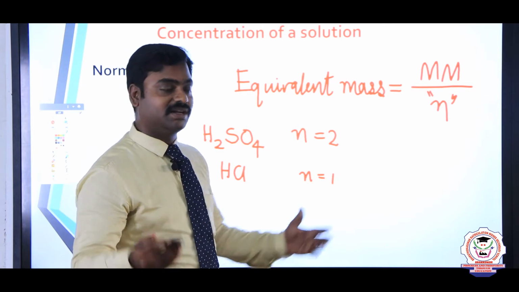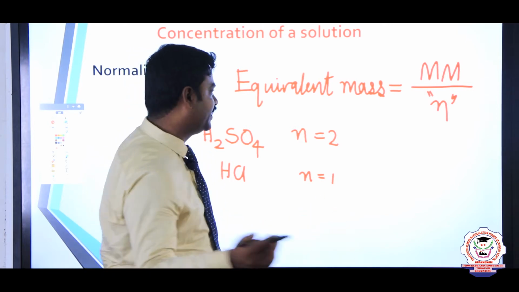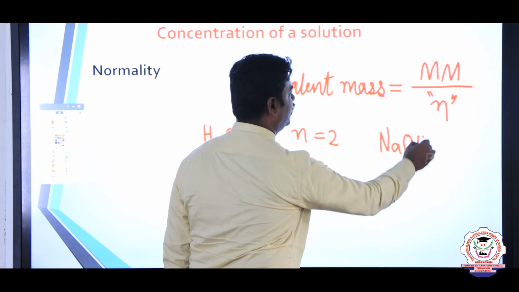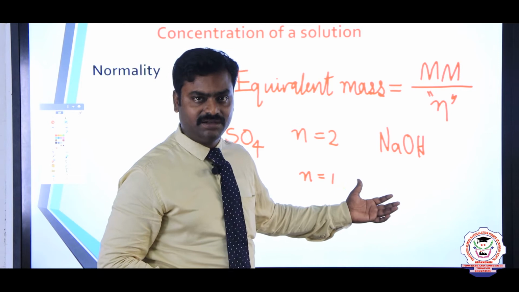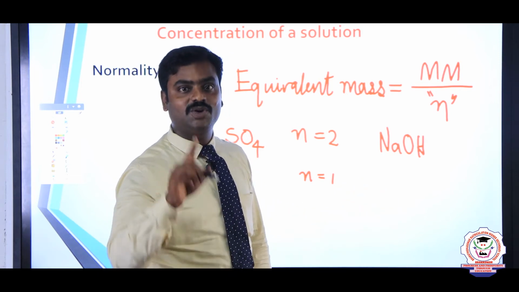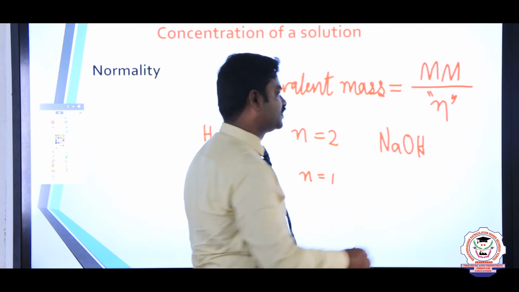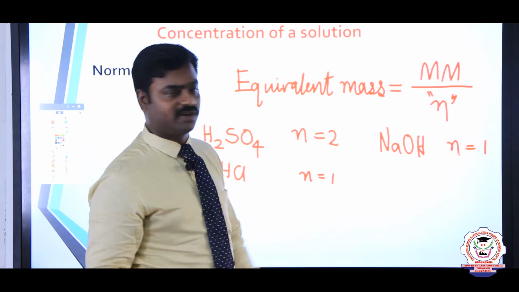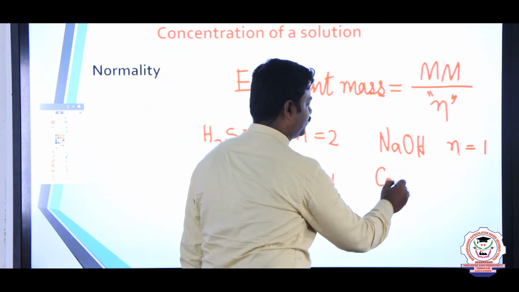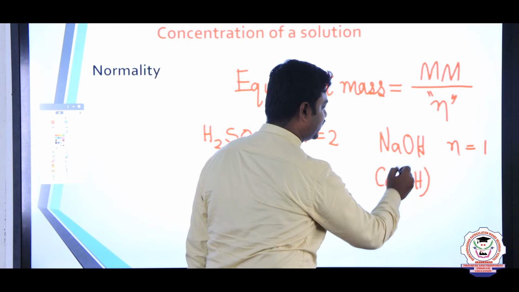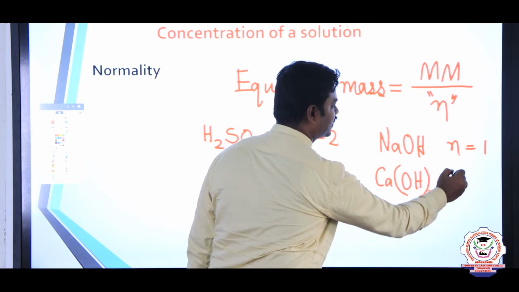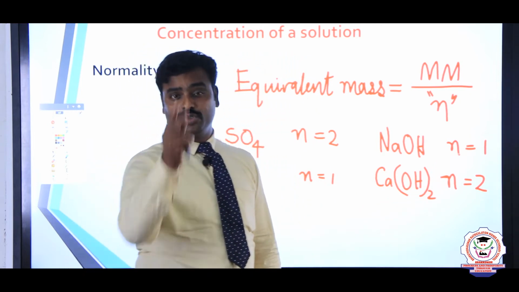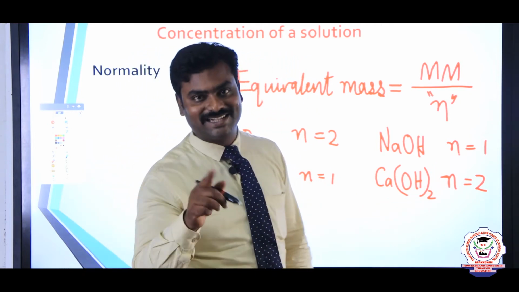What about a base? We will take sodium hydroxide, NaOH. How many hydroxide ions are available? Only one. So the n factor value is 1 for sodium hydroxide. What about calcium hydroxide, Ca(OH)2? The n factor is 2 for calcium hydroxide, because 2 OH- ions are possible.